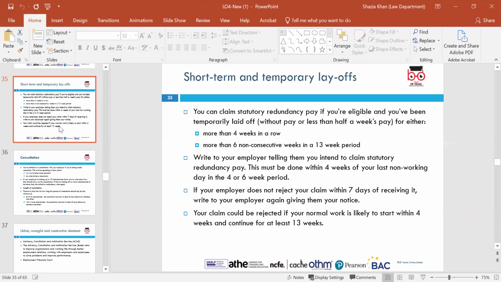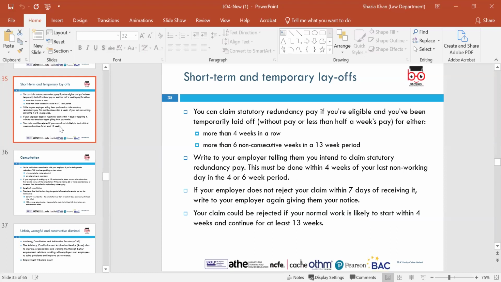and temporary layoffs. A layoff is if you're off work for at least 1 working day. Short-time working is when your hours are cut. So you can claim statutory redundancy if you are eligible and you've been temporarily laid off for either more than 4 weeks in a row or more than 6 non-consecutive weeks in a 13-week period.